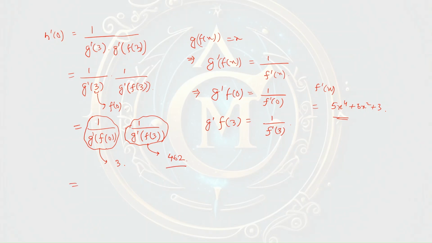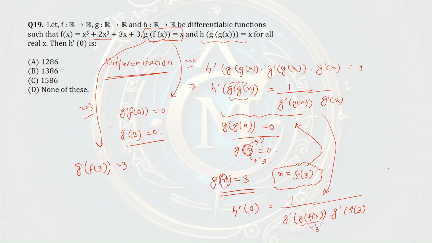So the value of h dash 0 becomes equal to 3 into 462, that when we calculate this value, it comes out to be 1386. So 1386 is the correct answer. That means option B is the correct option. I hope you understood the concept behind this question.